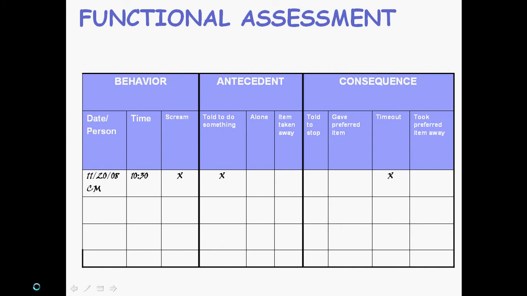We also have a list of possible consequences. The child was told to stop, was given a preferred item, had a timeout, or we took a preferred item away. Here we see that the consequence was that the child was given a timeout.